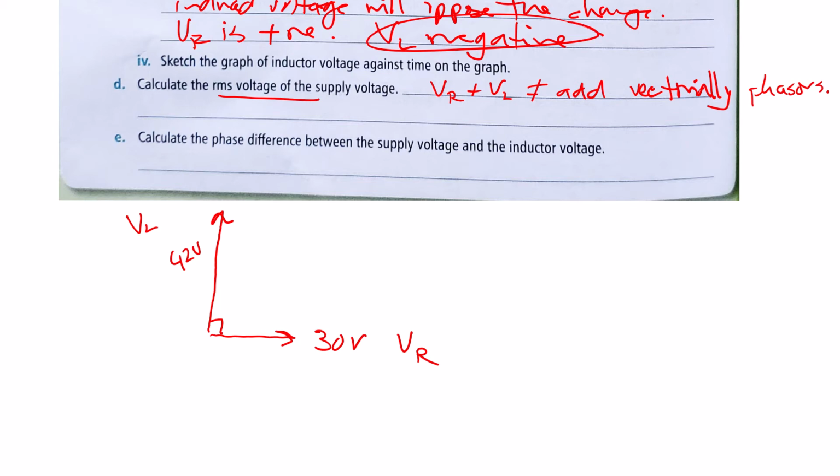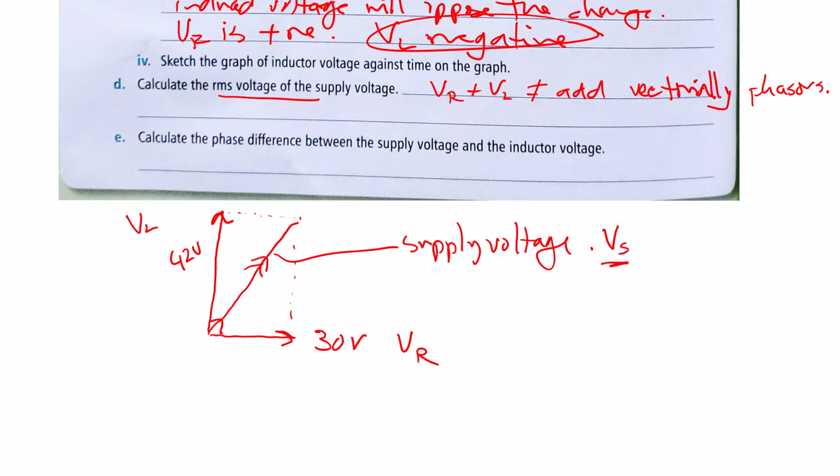So in order to add these two together, we add them vectorially, and we end up with this here, which is the supply voltage. And again, that will be Vs, so that's what the power source is providing, and we can do Vs equals, by Pythagoras, square root of 42 squared plus 30 squared, so that should equal 52 volts, and again two significant figures.